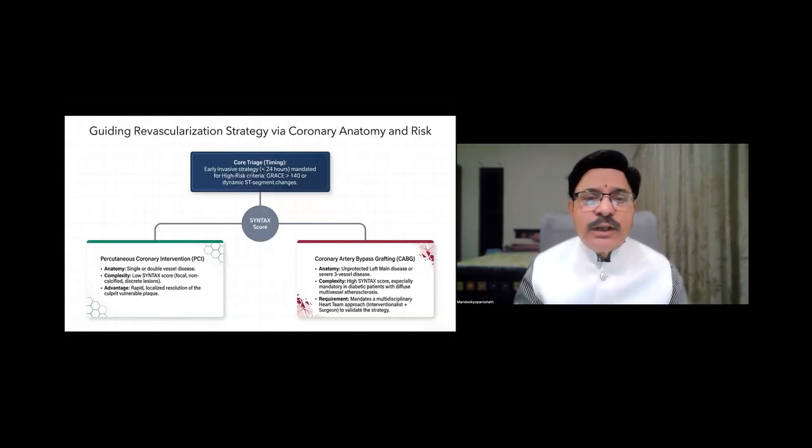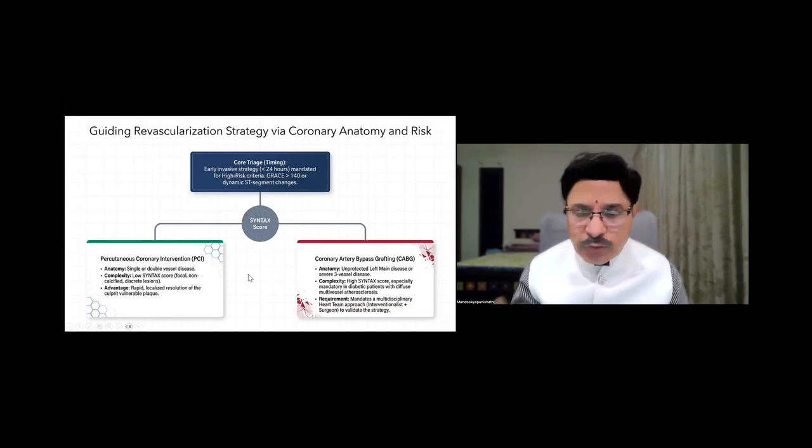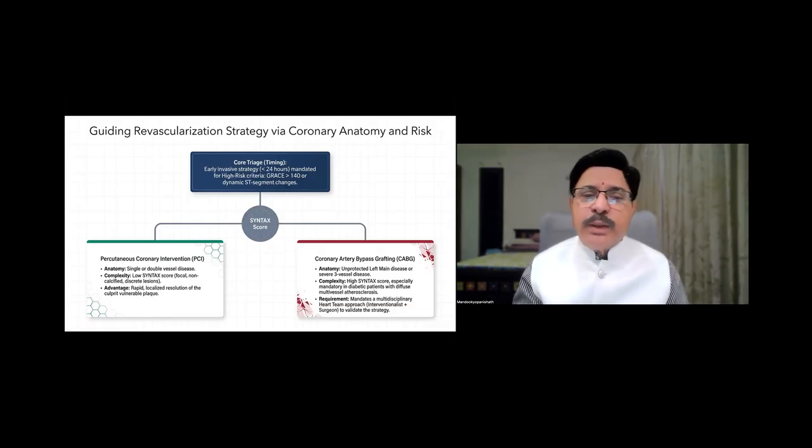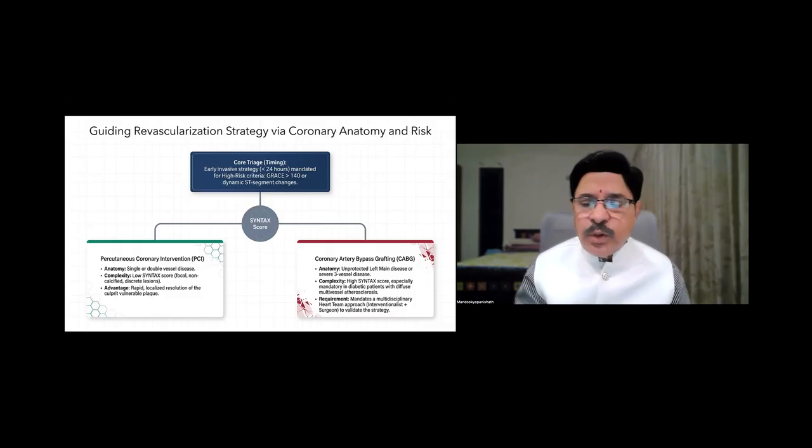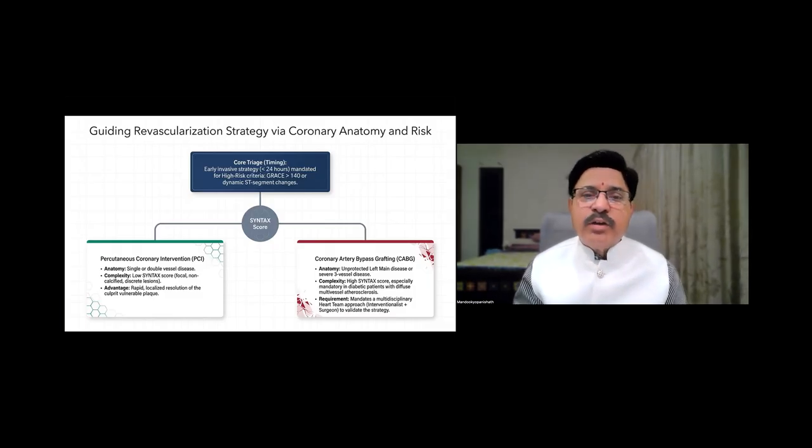Now, what is the triage? Use the SYNTAX score. What is the SYNTAX score? I showed you last time. This SYNTAX score tells me whether he should go for PCI or he should go for bypass. Depending on the SYNTAX score, if it is more than 22, you go for bypass. If it is less than 22, you go for percutaneous coronary intervention.